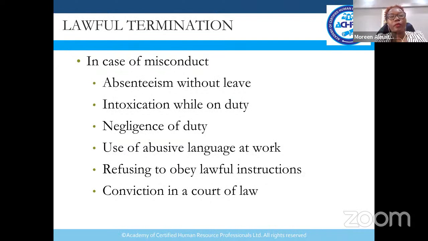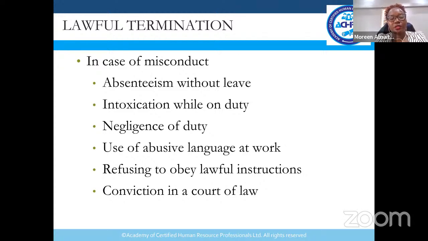So, when can lawful termination occur? When can lawful termination occur? Lawful termination can occur in cases of a misconduct. What is a misconduct according to the Act? A misconduct occurs when any of the following are done.